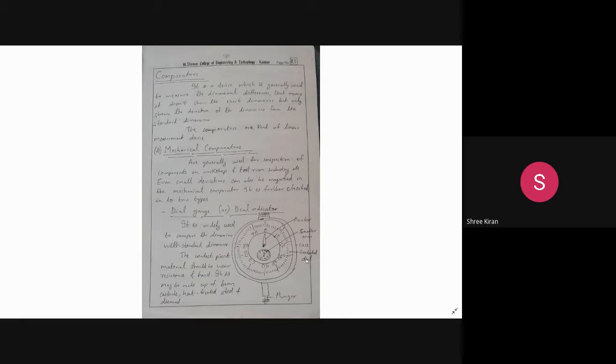So here, this is the contact point. Where do we find the contact point? Soon after the plunger, we find the contact point. Soon after the plunger, we have the contact point where the dial gauge is set up.